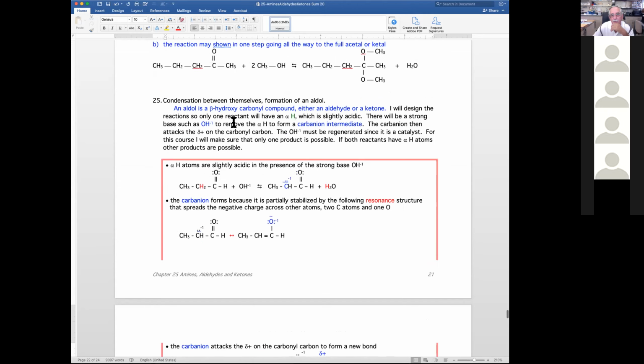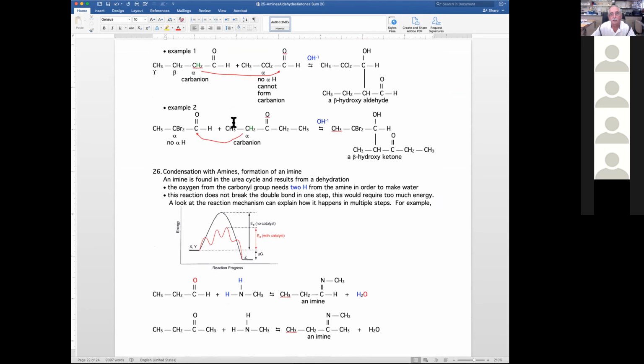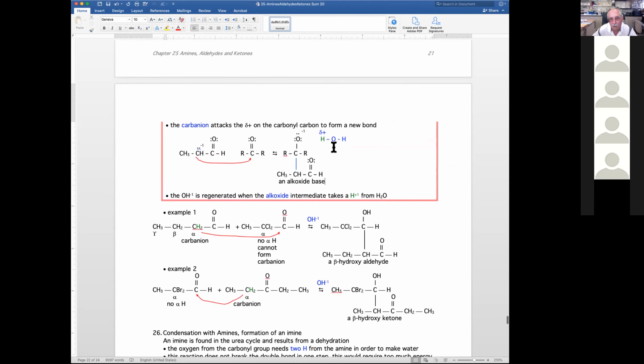So then you end up with a neutral compound. And so why is the hydroxide written over the arrow? Because it is a catalyst. Notice that when you take the water at the end and you donate the hydrogen ion to it, you regenerate the hydroxide ion.